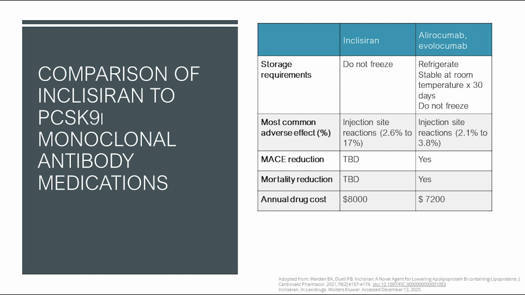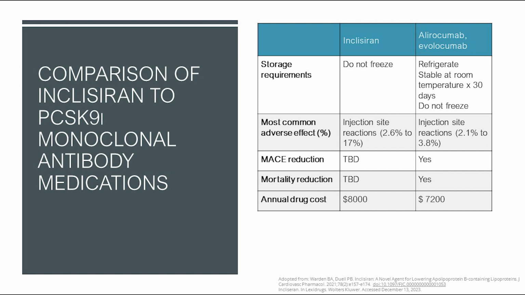The most common side effects for inclisiran, as we mentioned earlier, are injection site reactions, and these range from about 2.6% to 17%. Whereas in our monoclonal antibodies, while they're still the most common adverse event, they occur less frequently at 2.1 to 3.8%.